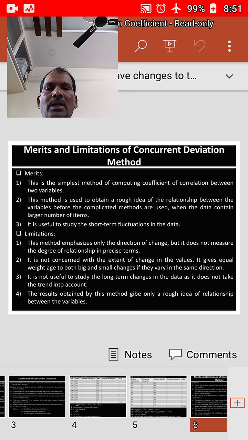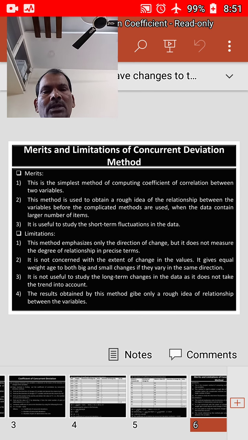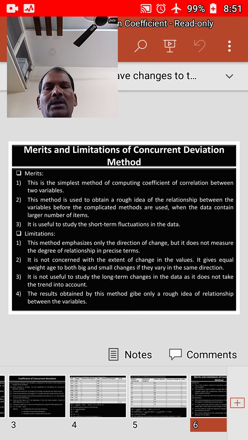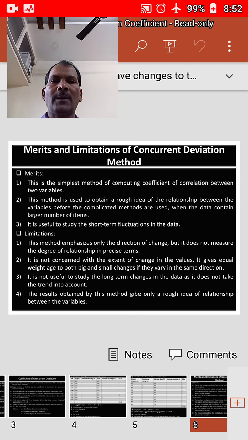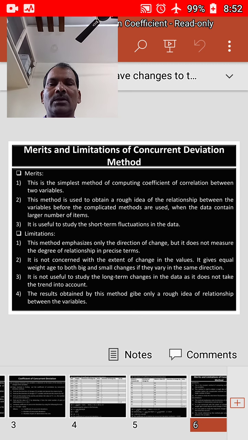And third, it is not useful to study the long-term changes in the data, as it does not take the trend into account. As we are ignoring the trend in the long term, that is also one limitation.